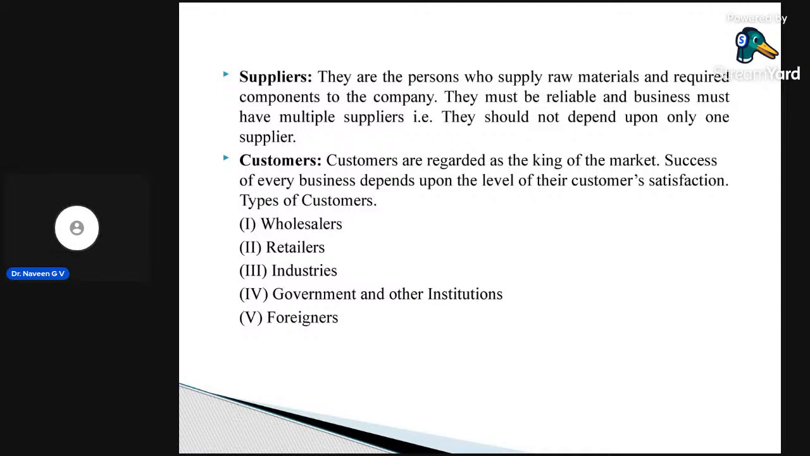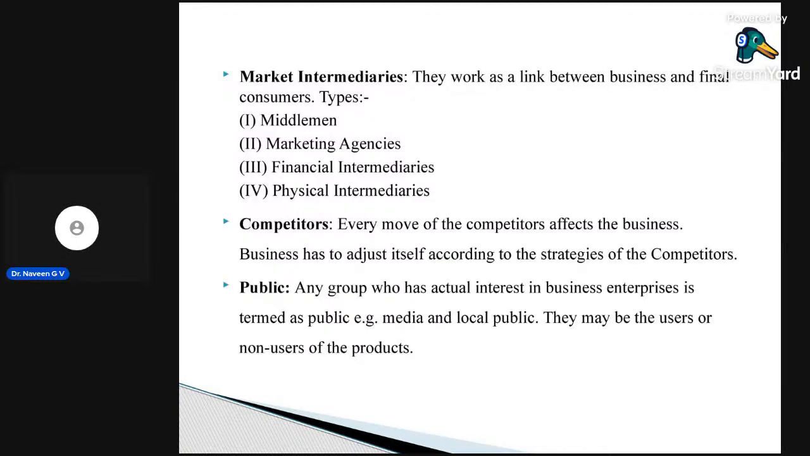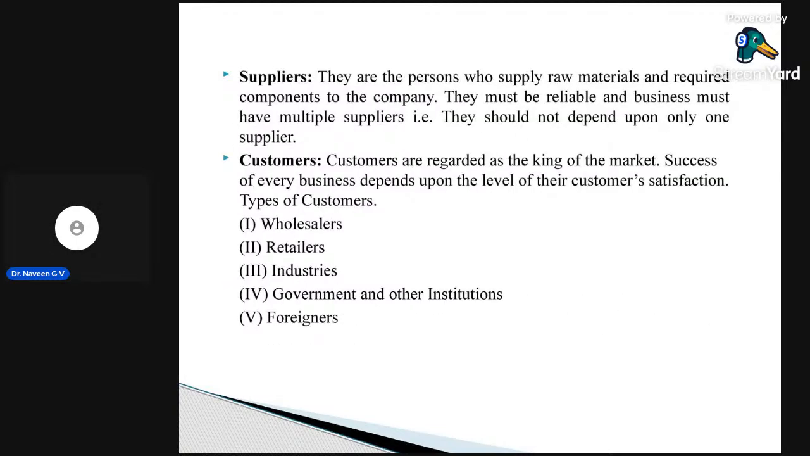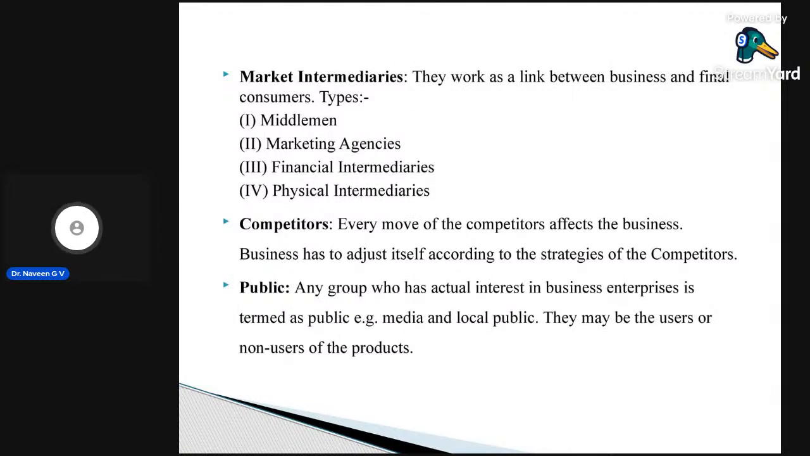The types of customers for goods and services are wholesalers and retailers, industries, government, other institutions, and here the foreigners also. Then market intermediaries.